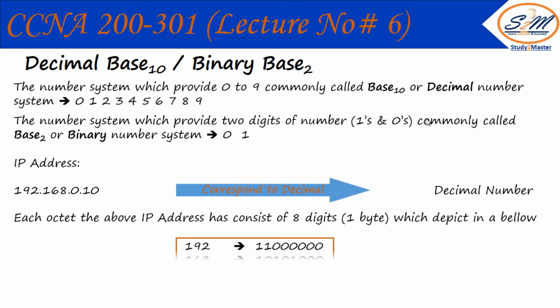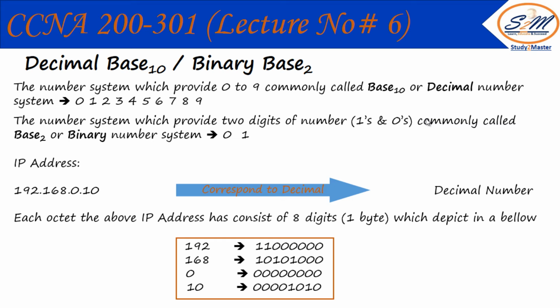Decimal number and binary number. The number system which provides 0 to 9 is commonly called base 10, or the decimal number system: 0, 1, 2, 3, 4, 5, 6, 7, 8, 9. It is the complete set of decimal digits. The number system which provides 2 digits, 1s and 0s, is commonly called base 2, or the binary number system. Computers and electronic machines all operate on binary numbers, 0s or 1s. 1 means on and 0 means off.